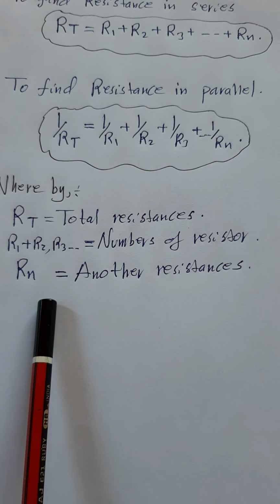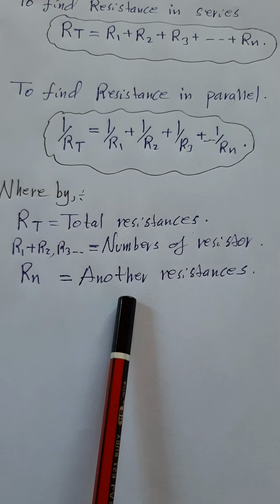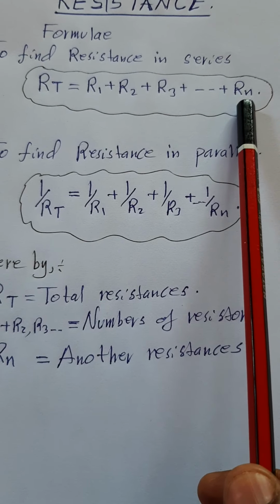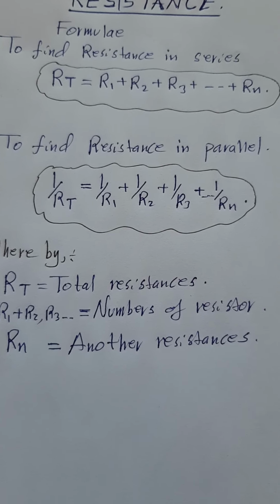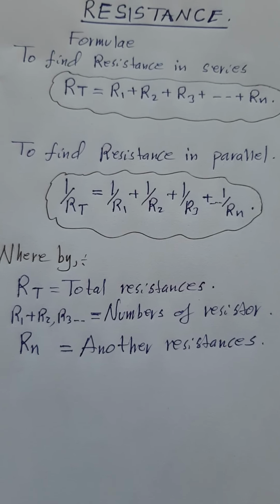And there is R n, which means the next resistance, meaning another resistance if there is. That's why we finish with this, the next resistance. These are two formulas which can help you to solve some questions as follows.